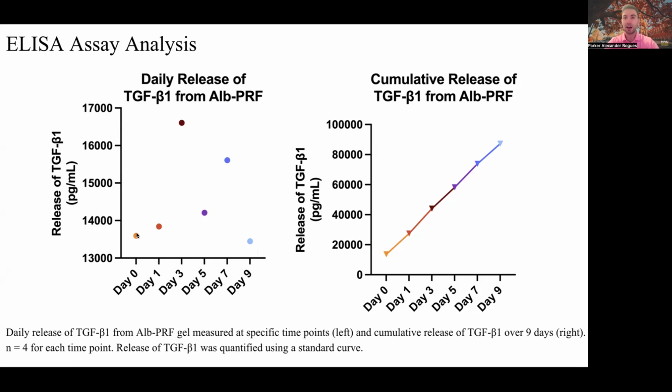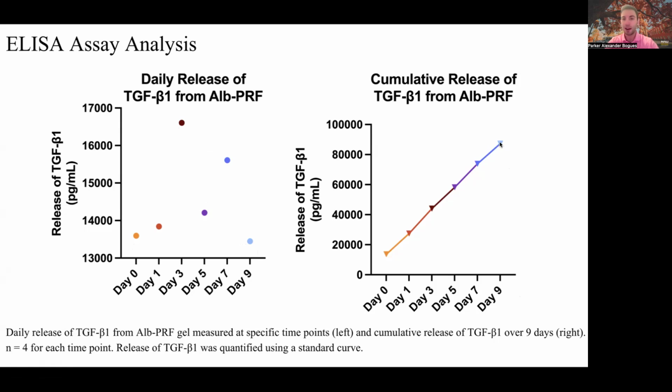So it validates the findings and the hypothesis that indeed, by combining PRF with this albumin gel, it does allow for the sustained release of important growth factors. The figure on the right is the cumulative release of TGF beta 1 from Alb-PRF treatment. What's notable here, and how I got this figure, is that I added each of the releases found on their respective days, added them up cumulatively.